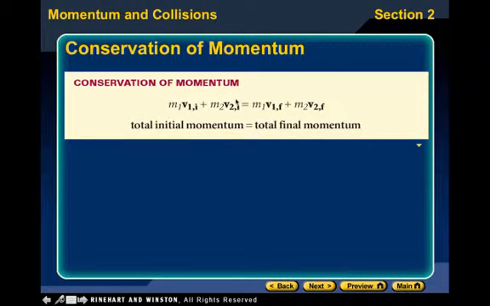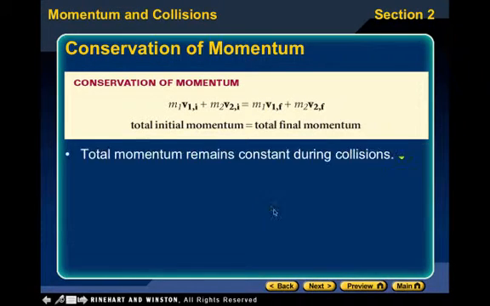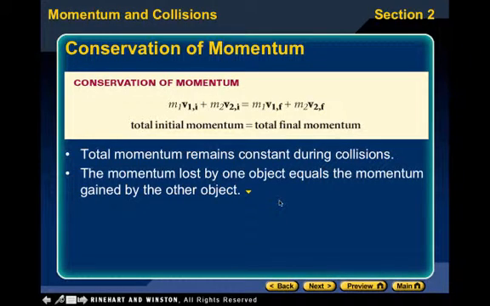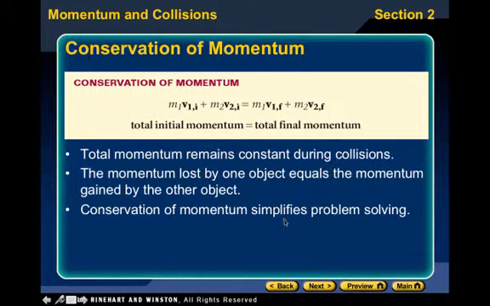Here's our law of conservation of momentum. The reason the velocities are bolded is because the mass of the two objects usually does not change. The mass before the collision doesn't change, but the speeds before and after will change. So M1 is equal to M1 on this side, M2 is equal to M2. The total momentum remains constant during the collision. The momentum lost by one object equals the momentum gained by the other object. And so this is the conservation of momentum.